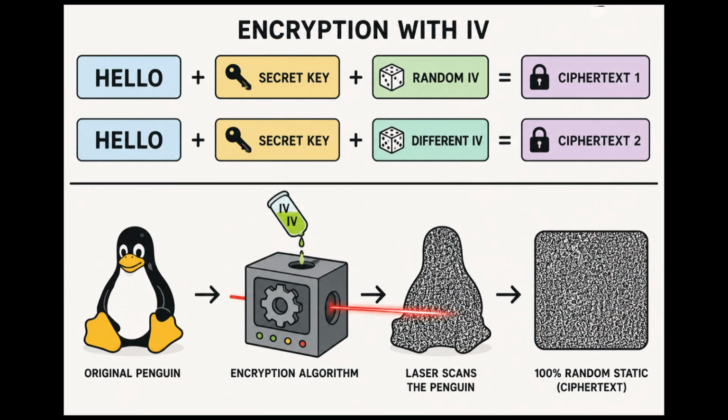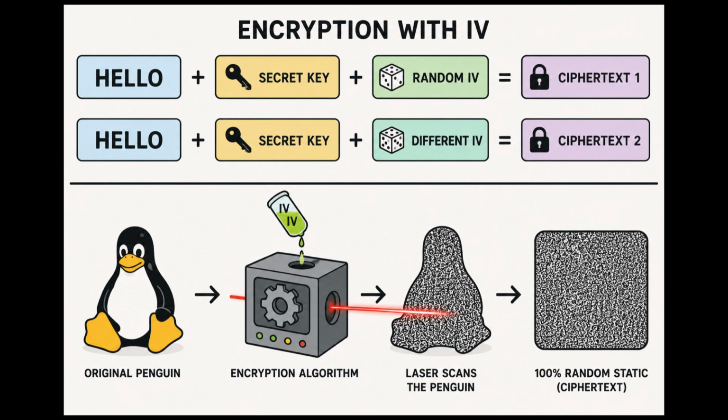So what is the solution for this problem? To fix this, cryptographers add chaos. Before we encrypt the first block, we inject a random string of numbers called an initialization vector, or a nonce, meaning a number used once. Now the math looks like this. We take hello, we take the secret key, and we take one random initialization vector. So we get ciphertext 1.